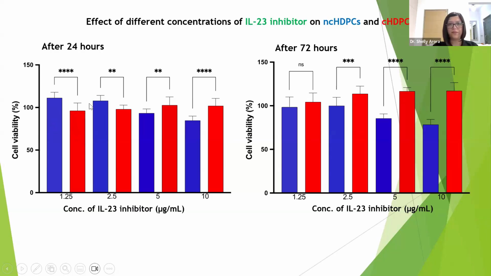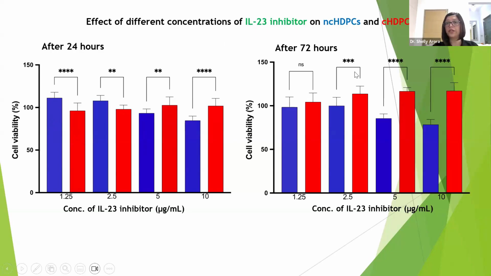If you see at day 1, the viability of the healthy cells is decreasing. It means they were not able to tolerate the higher concentration of interleukin 23 inhibitor. However, the inflamed dental pulp cells were surviving. They were showing 100 plus percent cell viability, and the results were found to be statistically significant.